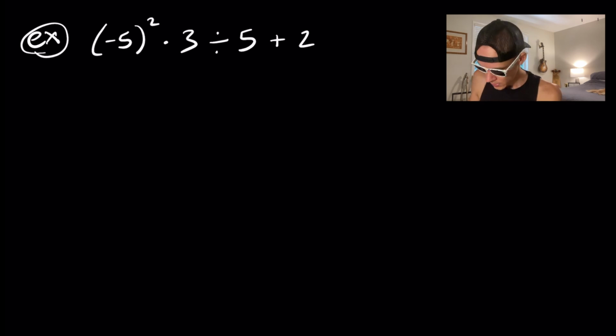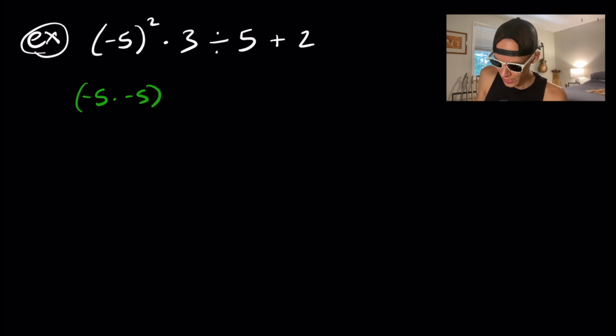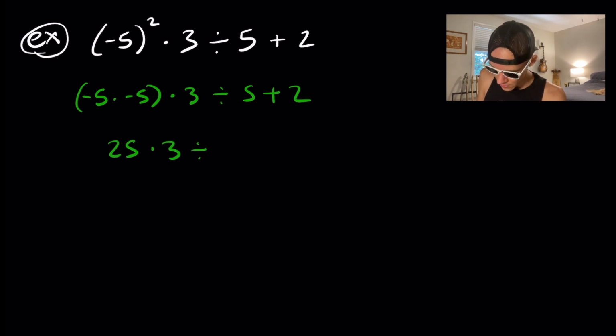All right. Negative 5 squared times 3 divided by 5 plus 2. So we'll do the exponent first. We got to be careful with this because it's negative 5 squared. So that's going to be negative 5 times negative 5. We could write it like that if we want to, just to spell it out. And a negative times a negative is a positive. So 5 times 5 is 25, and we'll keep it positive. So 25, and then times 3 divided by 5 plus 2.